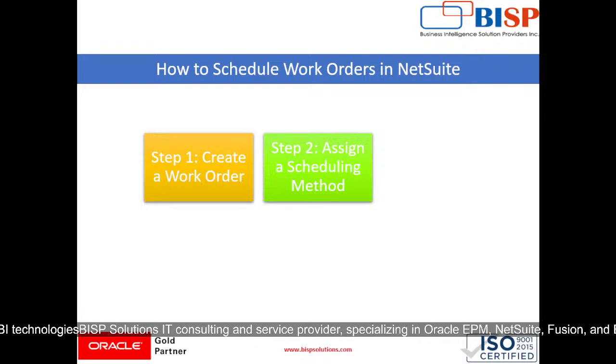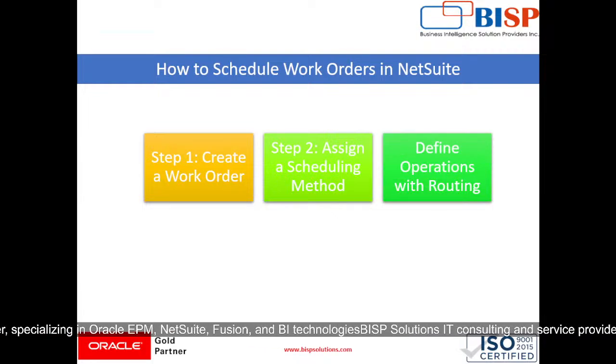We have to choose between forward or backward scheduling, and we have to define the start or end date. If we are using manual scheduling, we will enter the desired start and end dates, and then click on the save option. After that, step 3 is defining operations with routing, where we add operations, define the sequence of operations, assign work centers, and specify setup and run time, and then we have to save the routing.